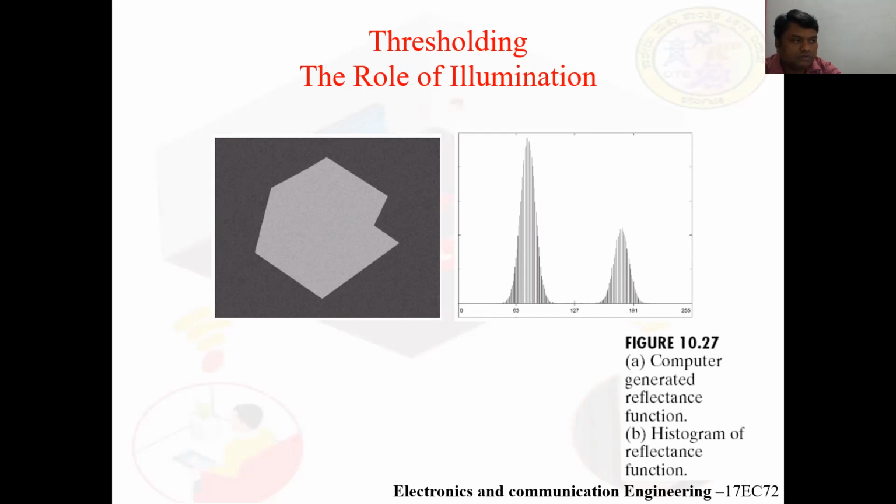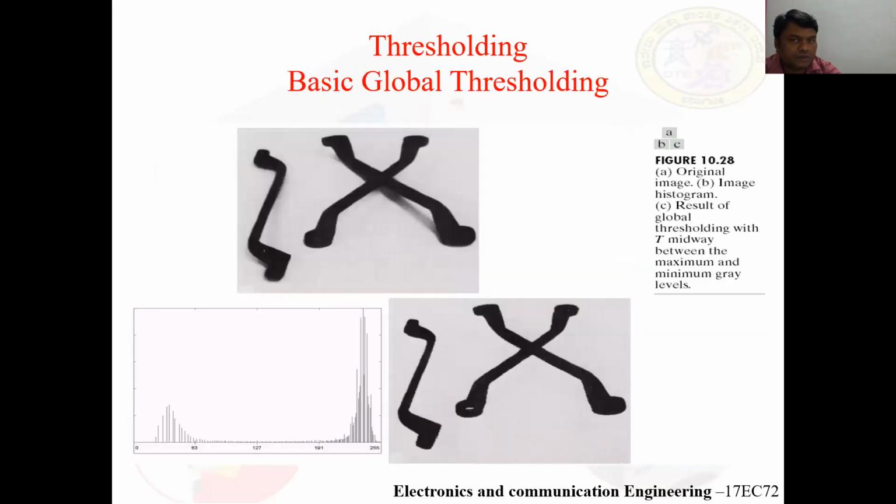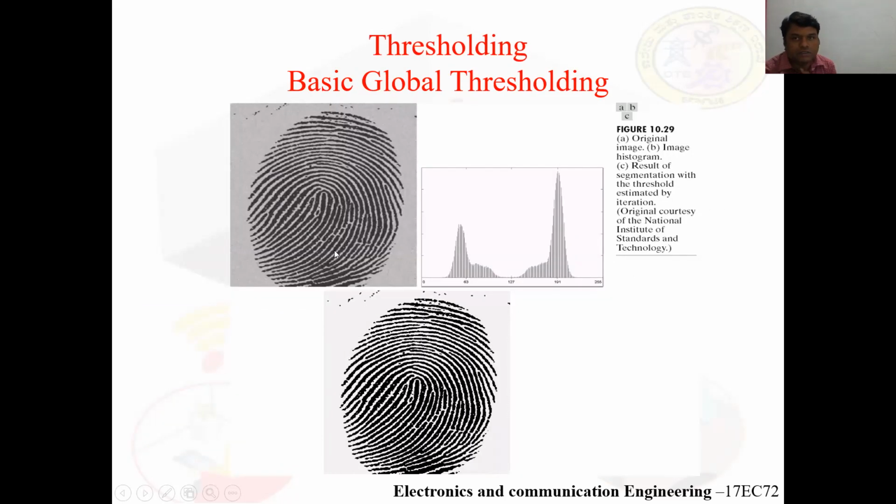Smoothed image using a 5x5 averaging mask. Histogram of the smoothed image. Result of thresholding using Otsu's method. Here is a computer generated reflectance function and its histogram. So this is the original image, its histogram, and the result of global thresholding with T midway between maximum and minimum gray levels. This is the original image histogram and the result of segmentation with threshold iteration.